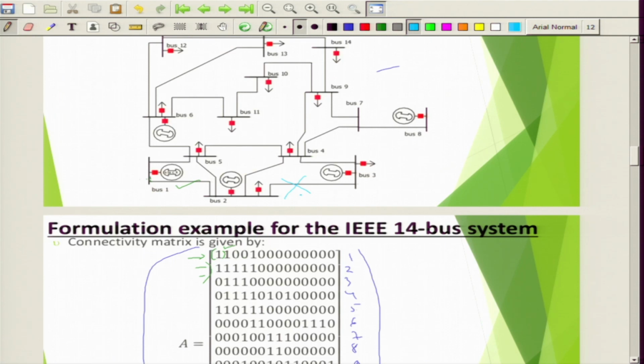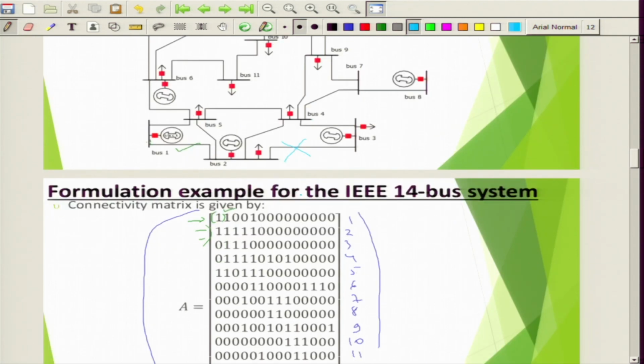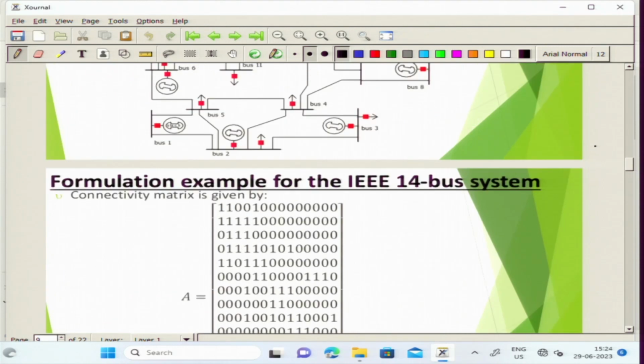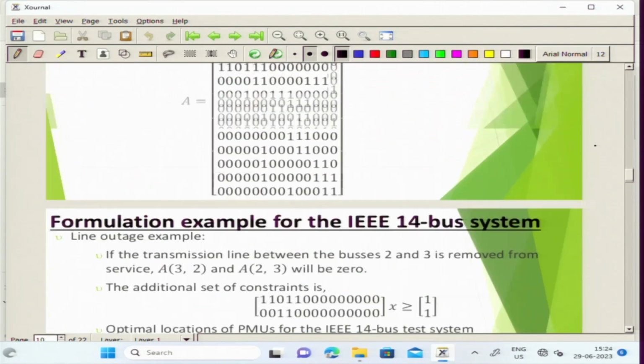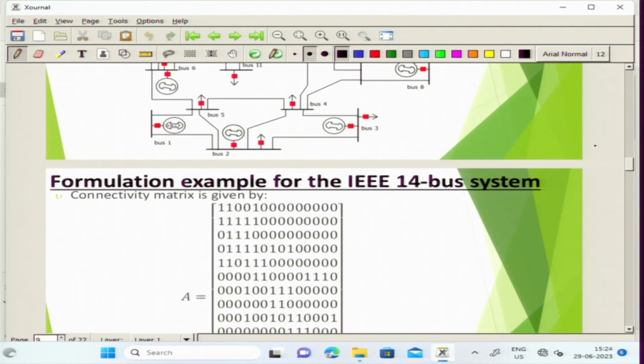So, what will happen now? If you make a new entry for this, 2 and 3, between 2 and 1 there is a connectivity, yes, 1. Between 2 and 2 obviously there will be another 1. Between 2 and 3 now it will be 0, earlier it was 1. Between 2 and 4 yes there is a connectivity, again 1. Between 2 and 5 there is a connectivity, yes, 1. For 2 and 6 and any other bus it will be 0 0 0 0 0. So, I am speaking about the case scenario for the 14 bus system. So, we will calculate how it is being done.